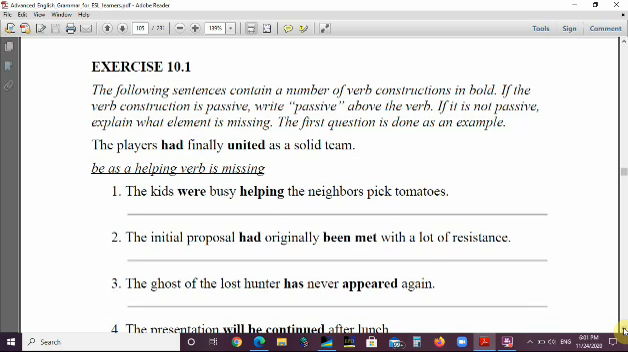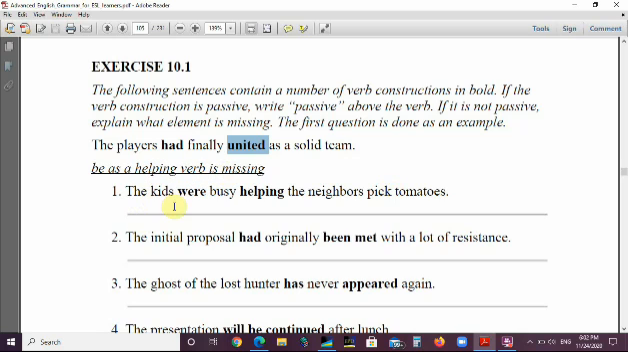Here we have an exercise. The following sentences contain a number of verb constructions in bold. If the verb construction is passive, write passive above the verb. If it is not passive, explain what element is missing. Like the example here: the players had finally united as a solid team. Here, this is not passive. Why? Because we have had and united. Where is verb to be? We don't have verb to be. So, be as a helping verb is missing.